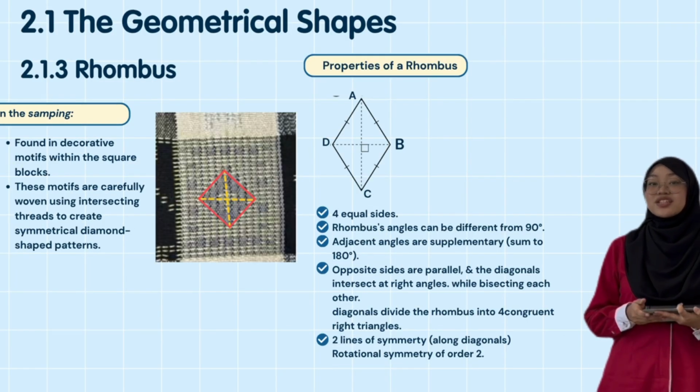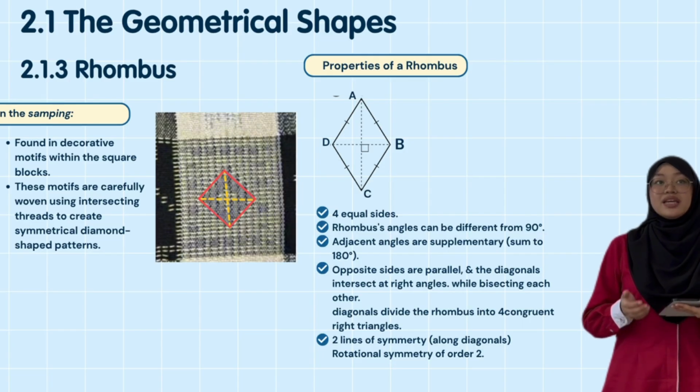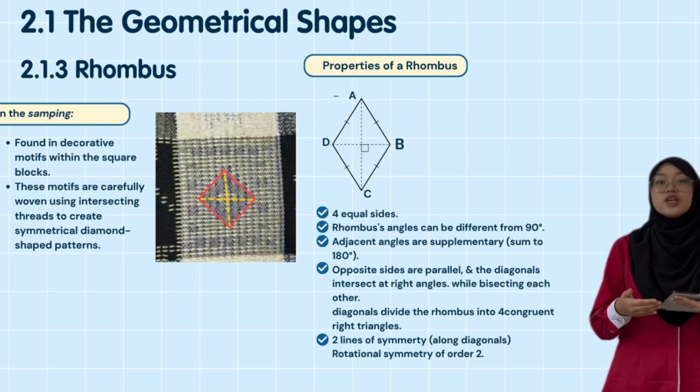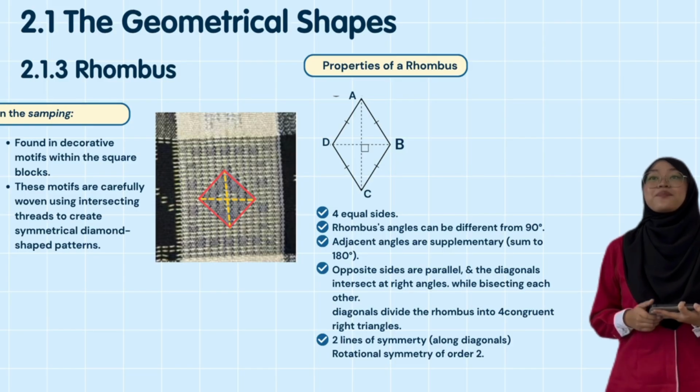Next, another geometric shape that can be identified in the woven samping is the rhombus, commonly referred to as a diamond shape. In the samping, the rhombus can easily be found in decorative motifs within the square blocks, and these motifs are carefully woven using intersecting threads to create symmetrical diamond-shaped patterns.